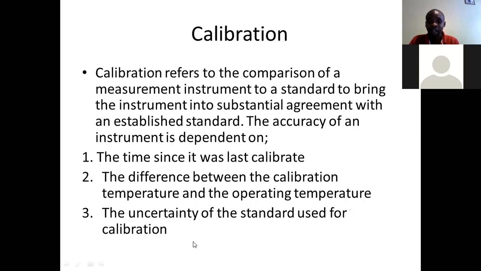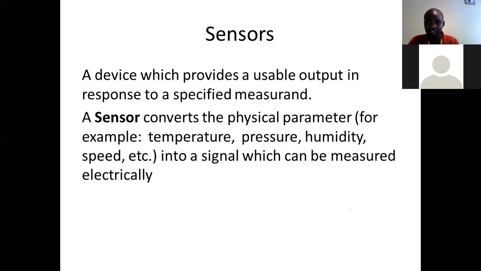And also we have the uncertainty of the standard used for calibration. So those are the factors which will determine the accuracy of an instrument, because an instrument cannot be more accurate than its working standard. And it also depends on temperature, because you know temperature is a factor which affects the sensitivity of instruments.